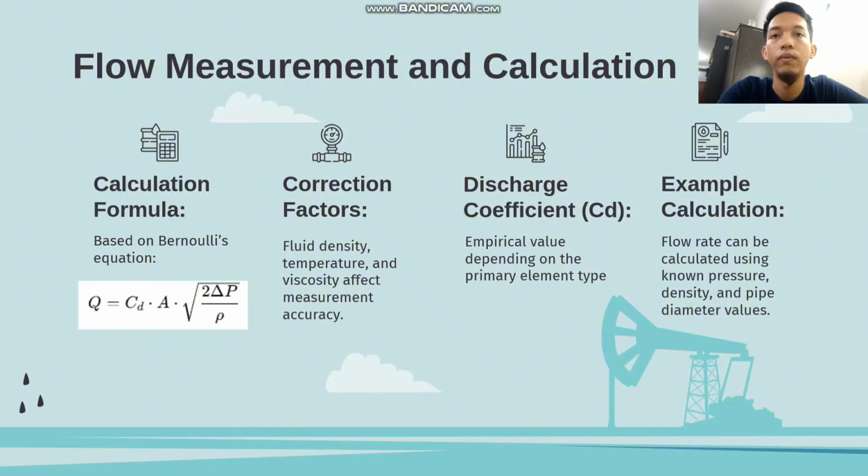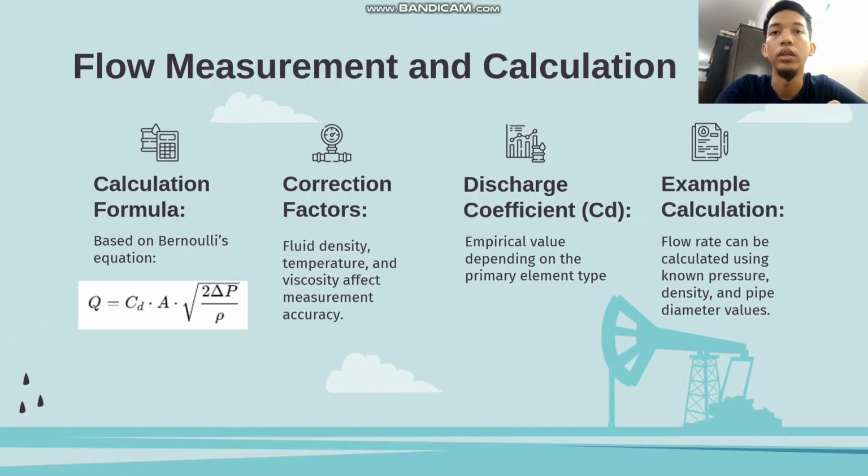Now let's talk about how flow measurement and calculation are done in the pressure difference flow metering system. The main calculation is based on the Bernoulli equation. The formula calculates the flow rate by using the pressure difference, the cross-sectional area, and the fluid density. There are also correction factors to consider. These include the fluid density, temperature, and viscosity. These factors can affect how accurate the measurement is, so they must be taken into account.